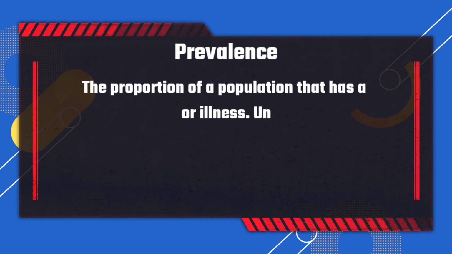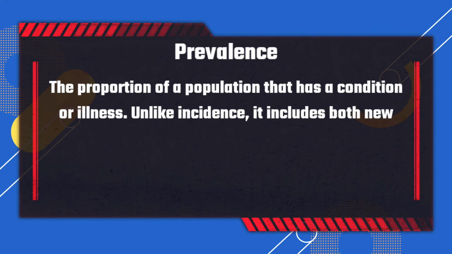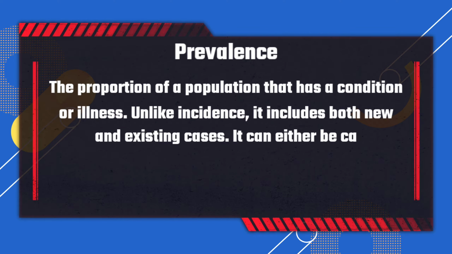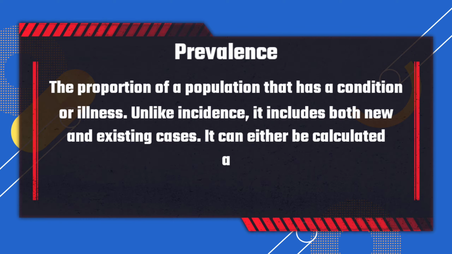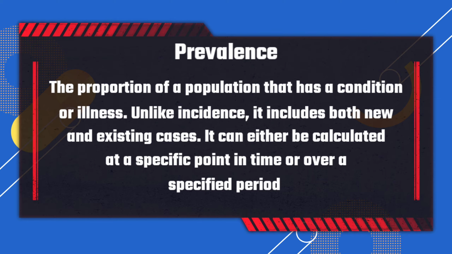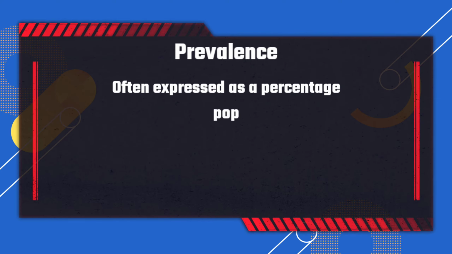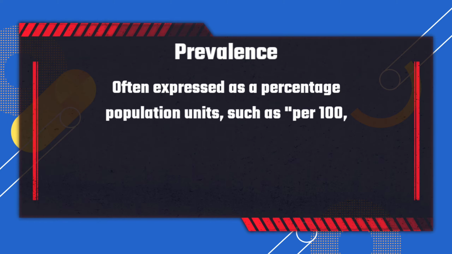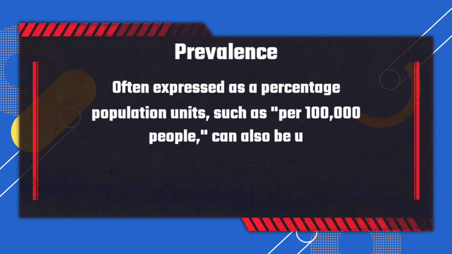Prevalence is the proportion of a population that has a condition or illness. Unlike incidence, it includes both new and existing cases. It can either be calculated at a specific point in time or over a specified period of time. Prevalence is often expressed as a percentage, but population units, such as per 100,000 people, can also be used. Para mas malinaw ang pagkakaiba ng incidence and prevalence, compare natin sila.